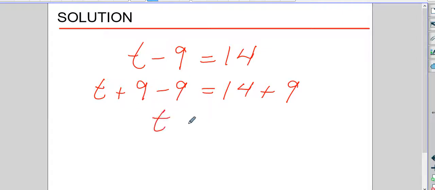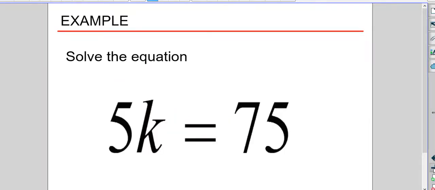So that leaves me with just t on this side. 14 plus 9 is 23. So in this case, t equals 23. Okay? So far, so good. I guess you don't really have the ability to ask questions, but you can ask me by emailing me. Okay? All right. Let's take a look at the next one.